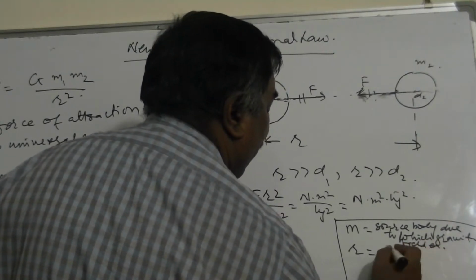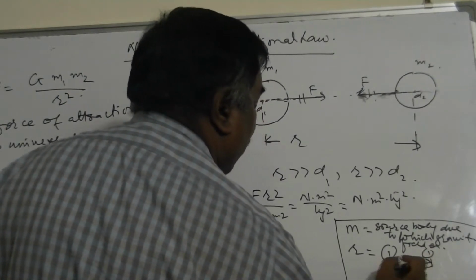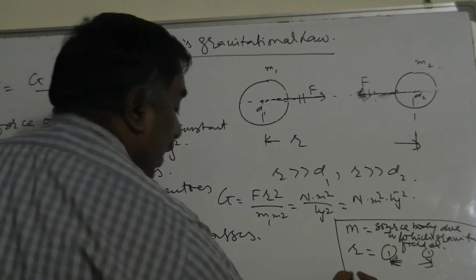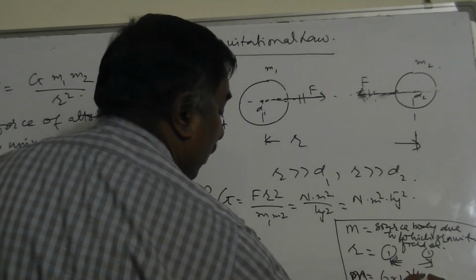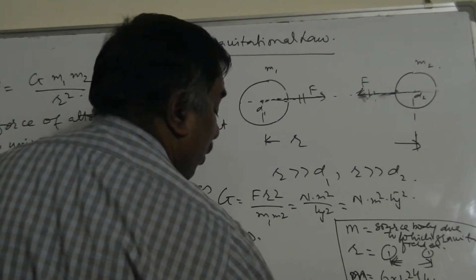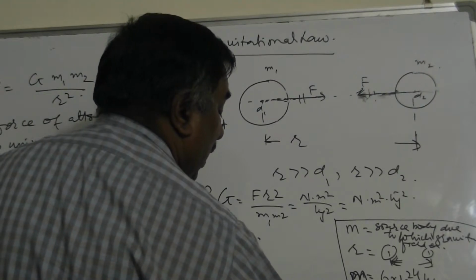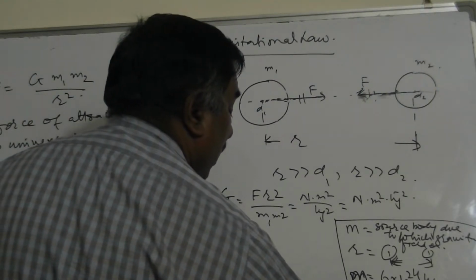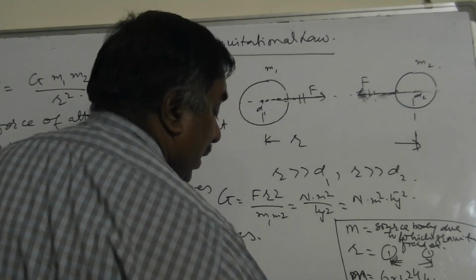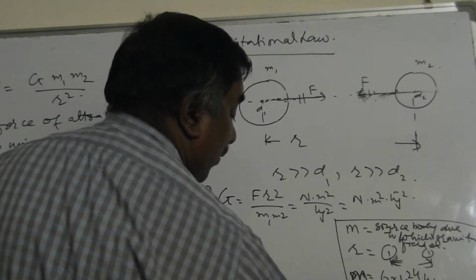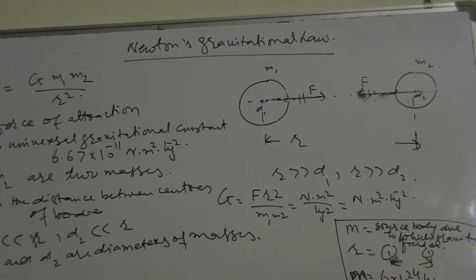R will always be from the center of one body to the center of the other. R is the distance from the center of one body to the center of the other, and the mass of the earth will always be 6 × 10^24 kg. I will take the value of small g as 9.81 newtons per kg, and capital G's value will be fixed at 6.67 × 10^-11 Newton meter square per kilogram square, and the radius of the earth will also be fixed at 6.4 × 10^6 meters. These will be the few values which will be taken throughout this course.